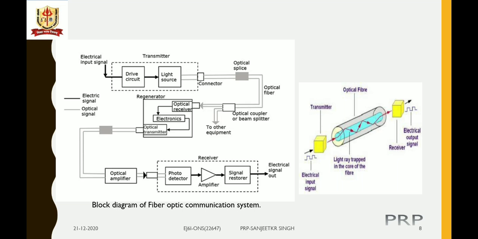And on the receiver side we have the photo detector, amplifier, and signal restorer, the wave shaping circuit again, which will give the output similar to that of the electrical input on the transmitter side. And the adjacent figure shows the optical fiber communication principle, how the optical fiber communication is taking place.